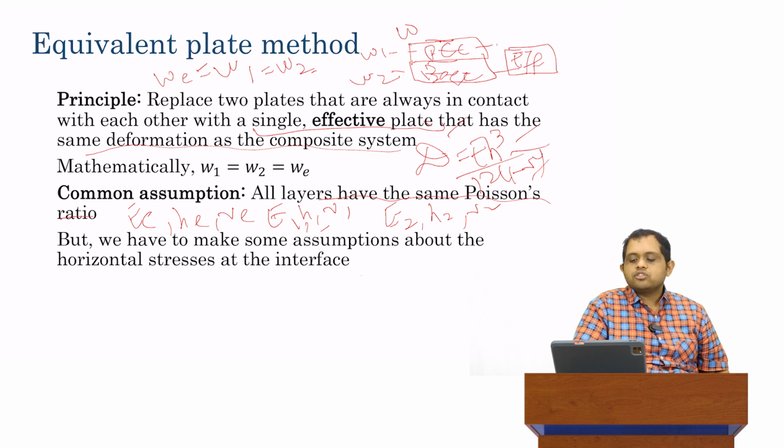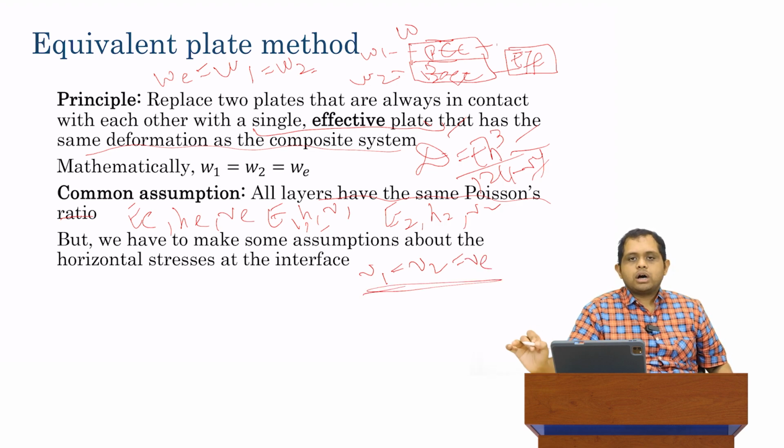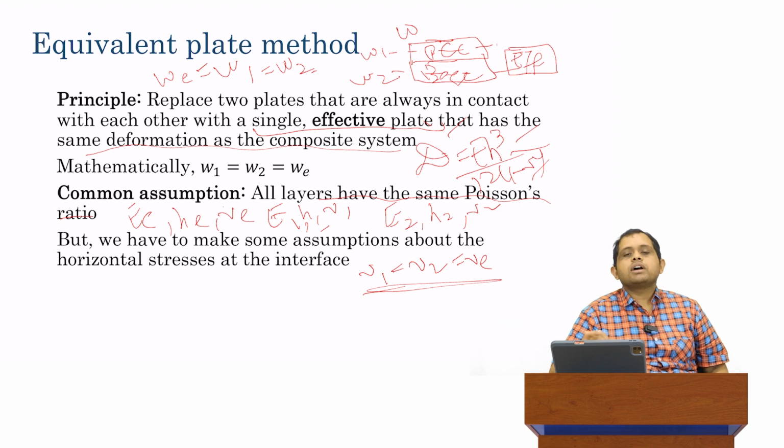So what we're saying is we assume that nu 1 is equal to nu 2 is equal to nu E. So we just take the Poisson ratio out of this. We assume that as a material property, our PCC layer, our base layer, and our equivalent plate, whatever that is, all have the same Poisson ratio. So we'll take one factor out of this calculation. Okay, with that, nu E we are not concerned with. We already know its value is equal to nu 1, which is equal to nu 2. So what we have to calculate is EE and HE.